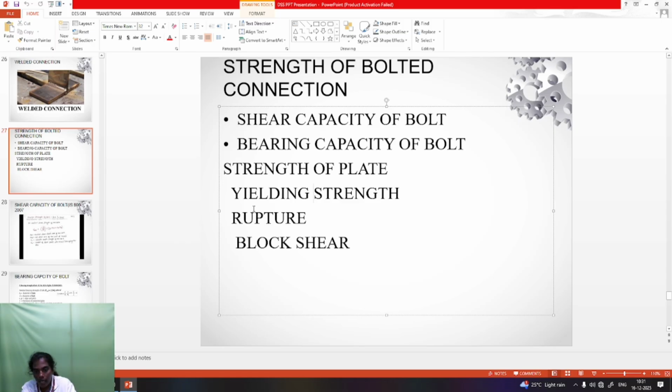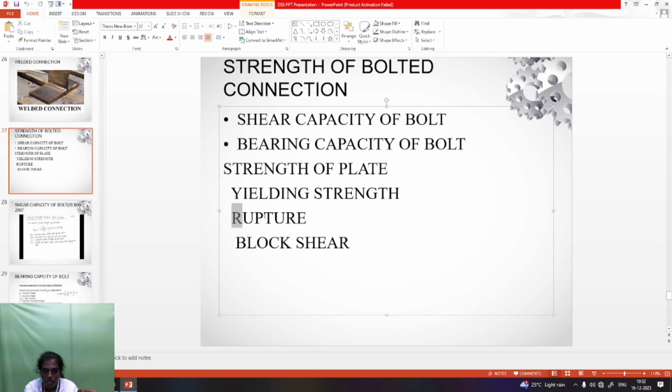AG means cross area, the plate area. A plate has a length and a thickness, so the length multiplied by the thickness gives the area. Next, FY means yield strength. The plate tensile strength is 410, and the yield strength, normally for mild steel, is 250. You take that, divided by gamma M naught. M naught is also the plate safety factor. You take 1.1 from your code book, page number 30.